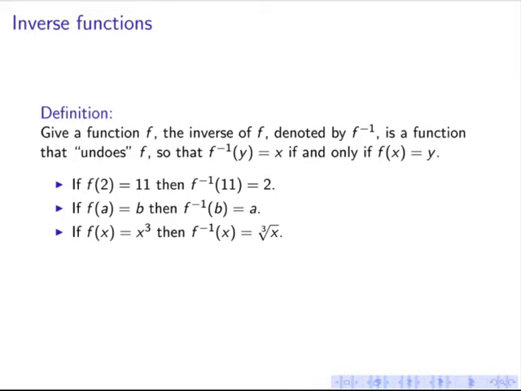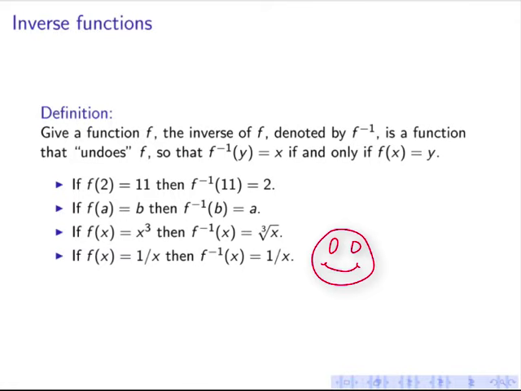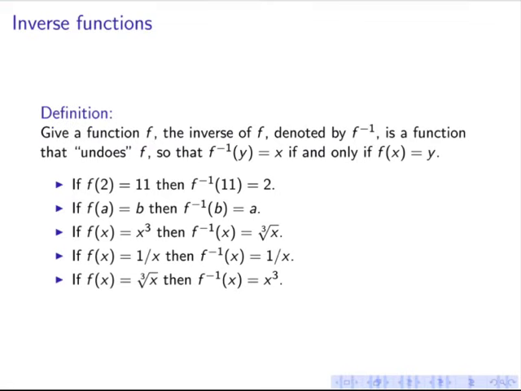More specifically, for example, if f(x) is x cubed, then the inverse function is the third root of x. There's one particular function which is its own inverse. This is kind of a little miracle. So the function 1 over x has the inverse 1 over x. This is cool. Or if we have the third root of x as a function f, then the inverse is x cubed, so it goes both ways.